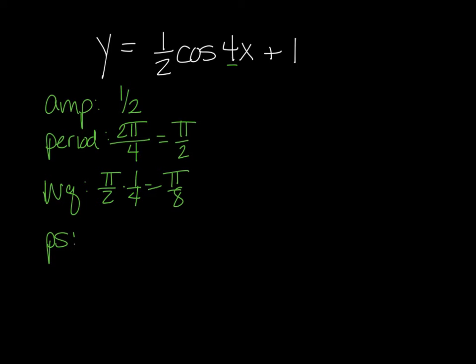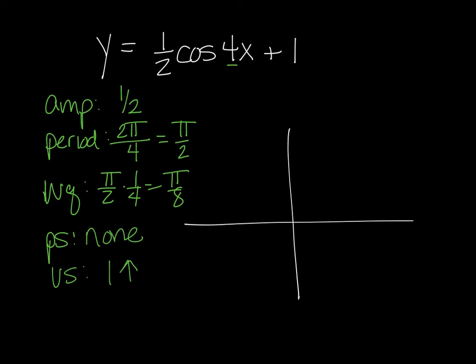My phase shift, that 1 is not inside with the x. There's actually nothing inside with the x, so there is no phase shift. And then my vertical shift, I have that 1 at the end, it's going to be 1 up. So to graph this one, my amplitude is 1/2, so if this is 1, this will be 1/2.